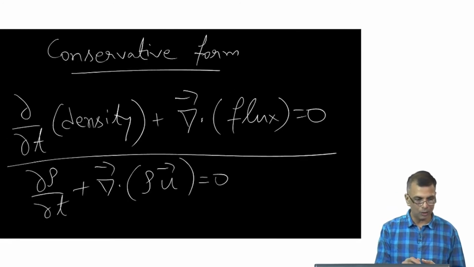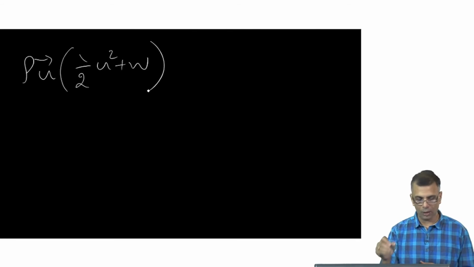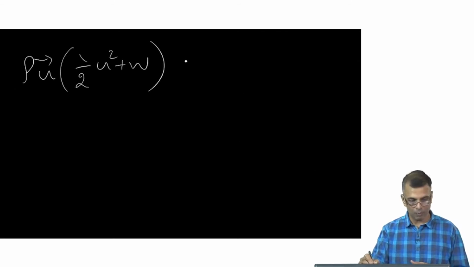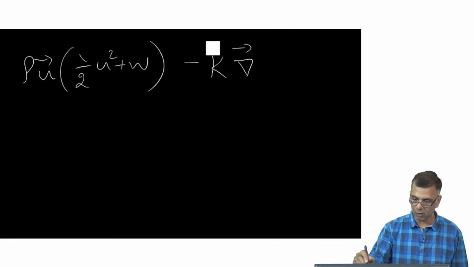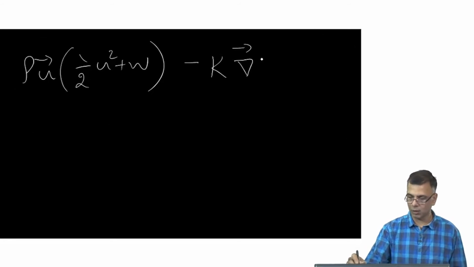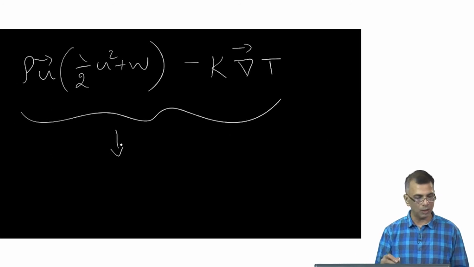Now, coming to the other thing to keep in mind: going by the same token, the quantity rho u times 1/2 u squared plus enthalpy density, sorry, this should not have this, this is just a coefficient. This entire thing is the energy flux.